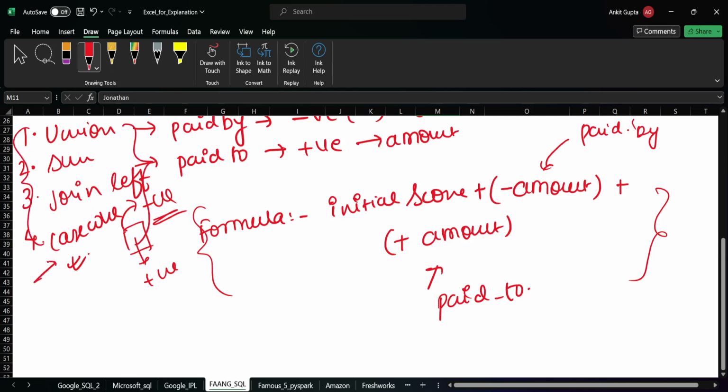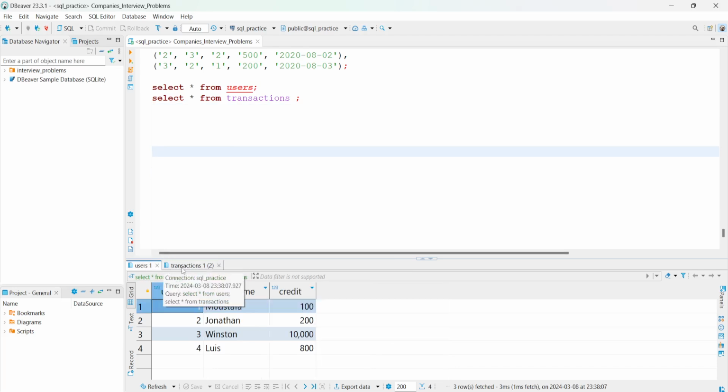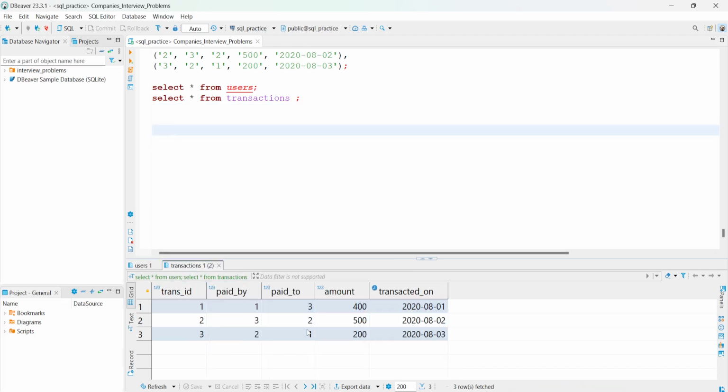So if you understood, you can pause the video, code your solution and post it in the comment section. I will proceed with my solution. Okay, so let me begin. So this is the input and the output. So this is basically the two tables, right? Initially we will play with this transactions table.